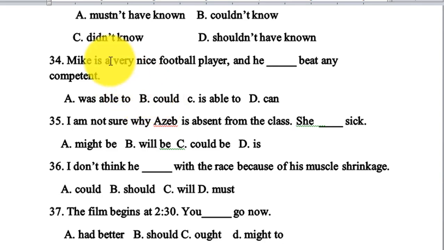You are right, because the question is about general ability. You know what general ability means? Which is manageable to do something, or which is allowed to do something. That's called general ability. General ability means the ability to do something, or it's allowed to do something by somebody, or it is manageable to do something by somebody.